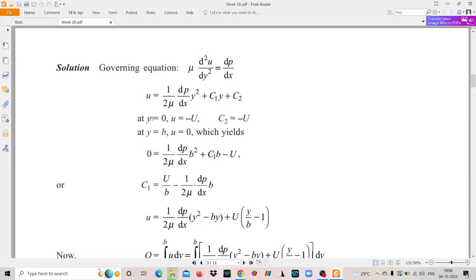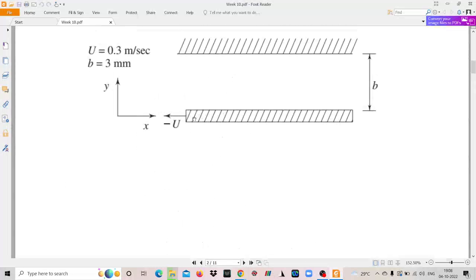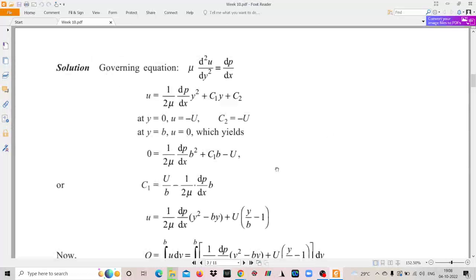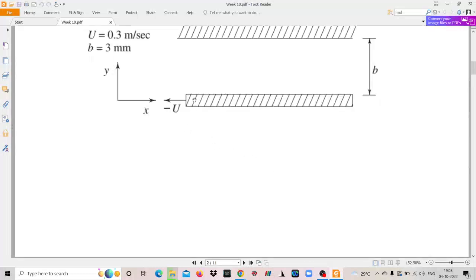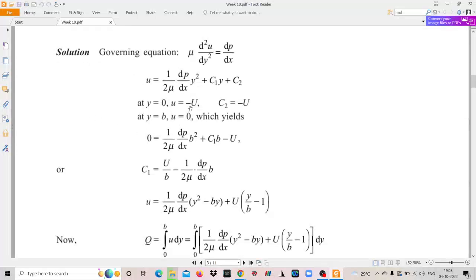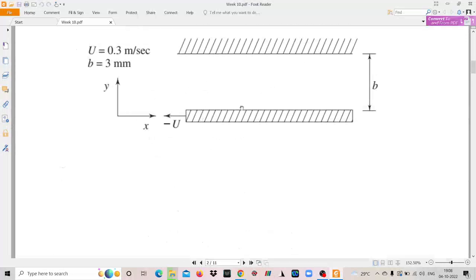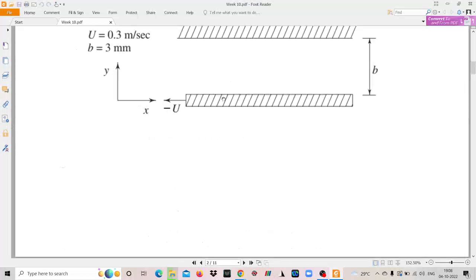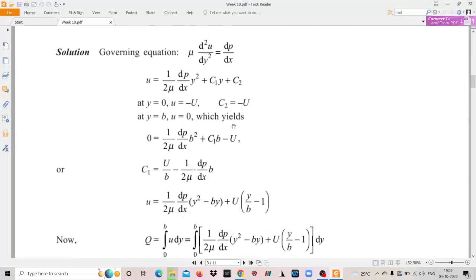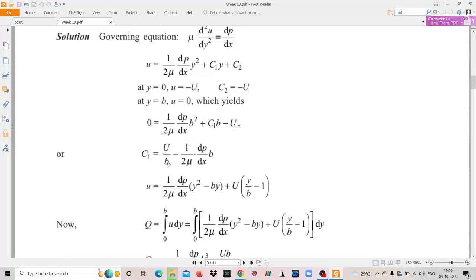Now what are the boundary conditions? If you consider that the origin lies on the bottom plate, then at y equal to 0, u is equal to minus u, since the bottom plate is moving towards the left. If you put this condition in the equation, you will get c2 equal to minus u. The upper plate is stationary, so at y equal to b, at a distance b, u is equal to 0, which gives the value of c1 as u by b minus 1 by twice mu dp dx b.